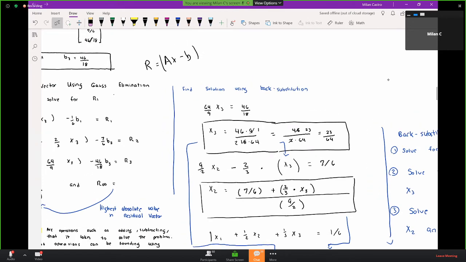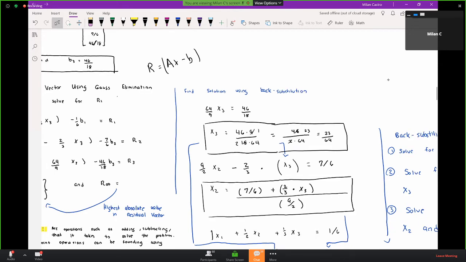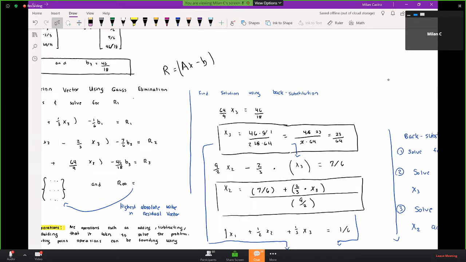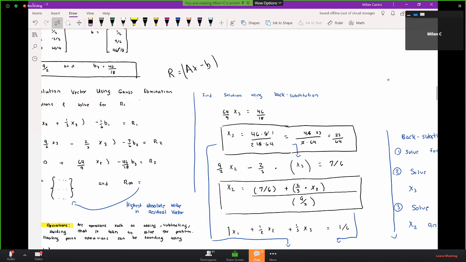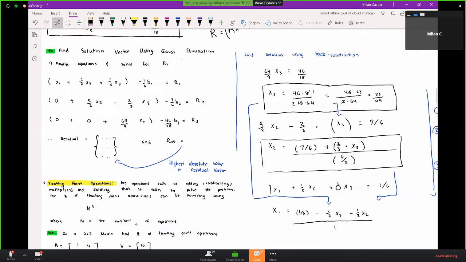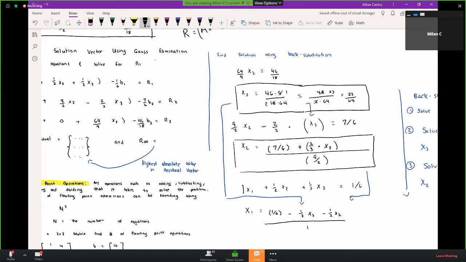And then solve for x2, you get this form, which I did not simplify. Then you're going to write the next system of equations, which is x1 plus 1/2 x2 plus 1/3 x3 equals 1/6, and you plug in the values you found for x3 and x2 into this equation in order to find x1.